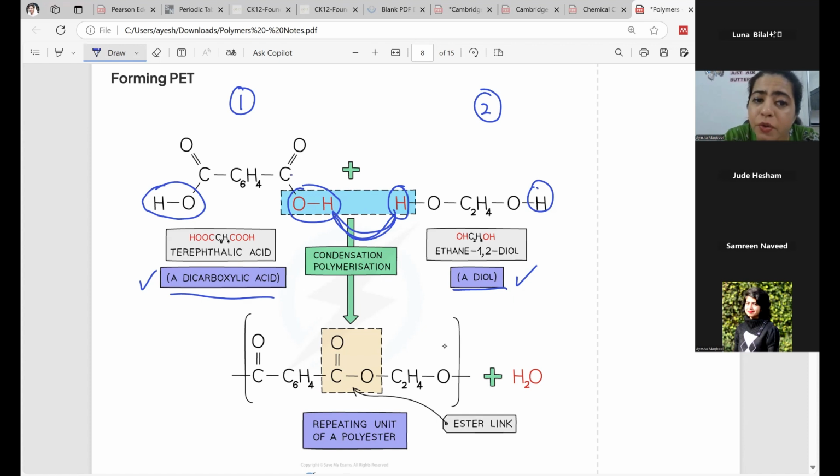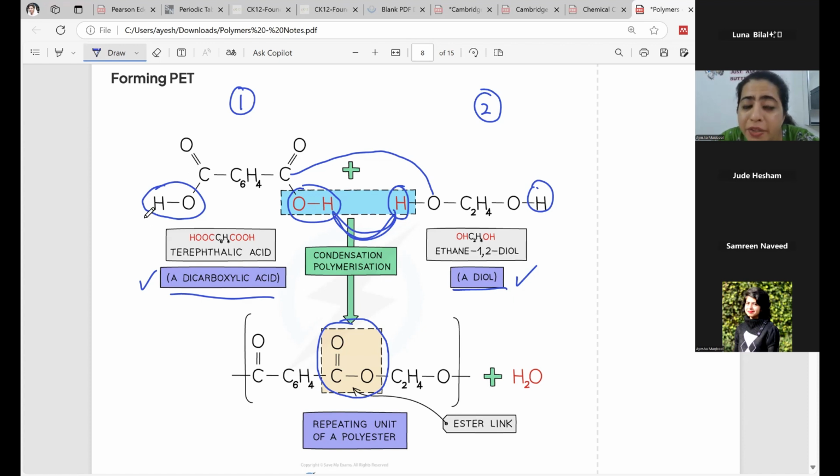Now how are they making the bond? This C double bond O is going to connect with this O. Getting the point? From the first monomer, C double bond O will be connected with this O because H and OH will be removed. So it will look like this: C double bond O connected with the O. Now what functional group is this? Do you remember? C double bond O with O attached on both sides with some carbon group is which functional group?